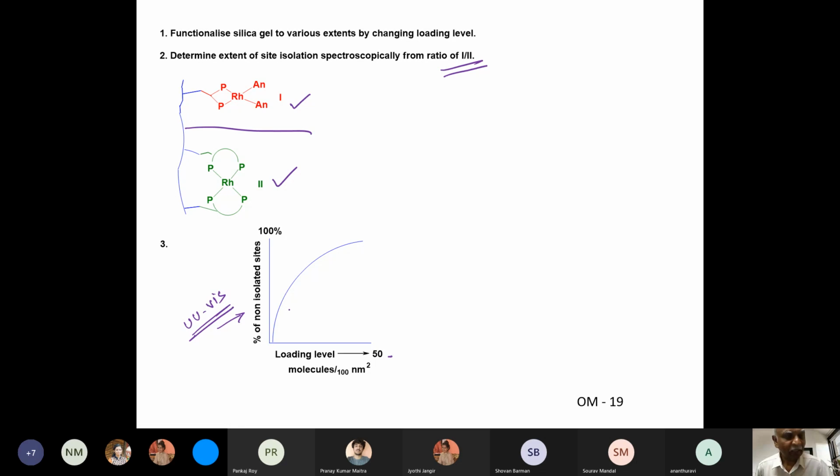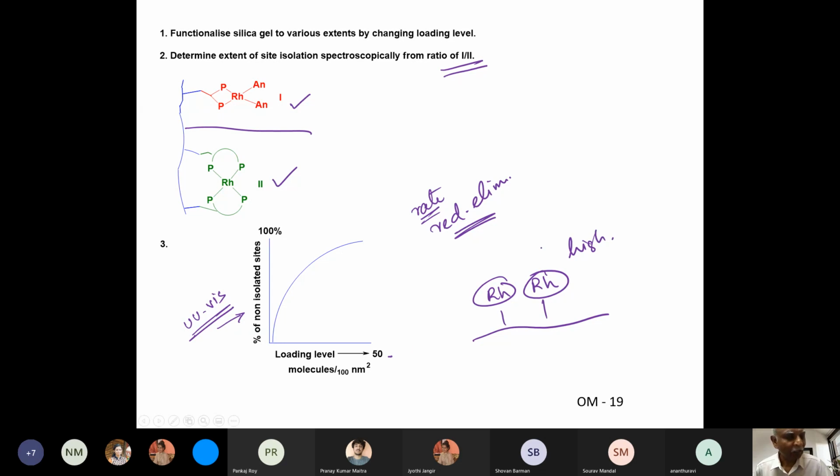So then he varied the rate of reductive elimination. He studied the rate of reductive elimination as a function of loading level. If you have very high loading level, the rate increased. That suggested that if you have very high loading level, most of the sites are rhodium next to rhodium. Okay, so the probability of rhodium being next to rhodium is very high if you have high loading level, and then the rate goes up.